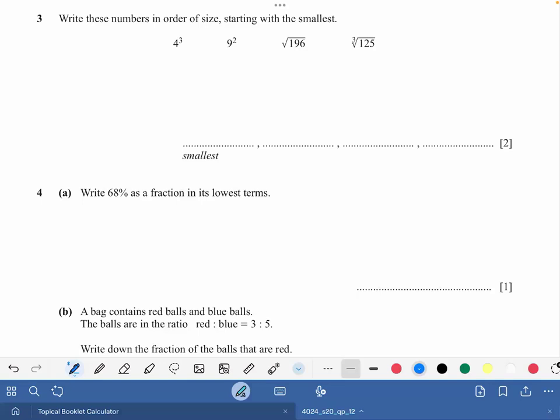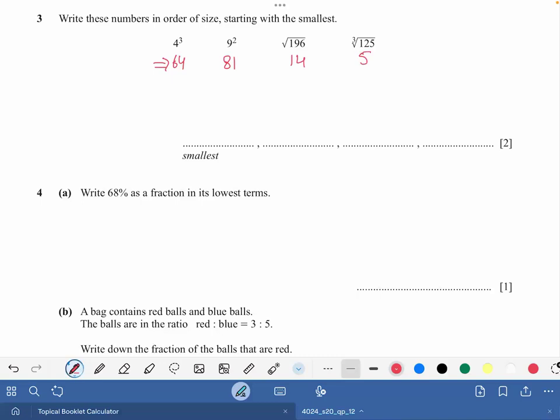First of all, you have to see how many numbers you have here. Now you can see that it says to write these numbers in order of size. So it says 4 cubed. As far as my knowledge goes, 4 cubed is 64. But according to the Cambridge examination, you have to memorize the first 10 cubes and the first 15 squares as well. So 9 squared is 81. The square root of 196 is 14. And the cube root of 125 is 5.